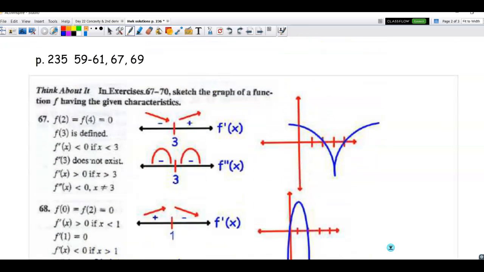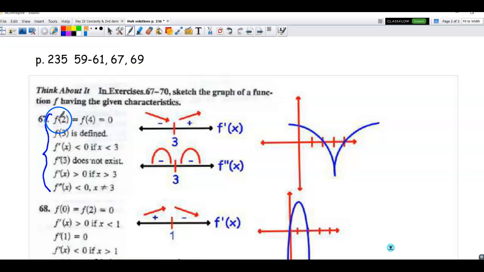Maybe that's why they're not in this particular one. But in number 67, we have all these criteria. So we've got to make all of these things happen on one graph. So I always begin with the easiest thing first.